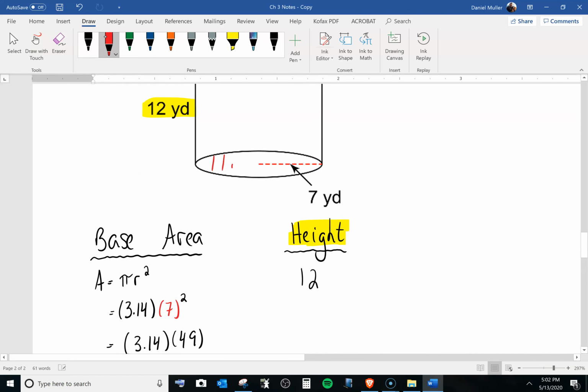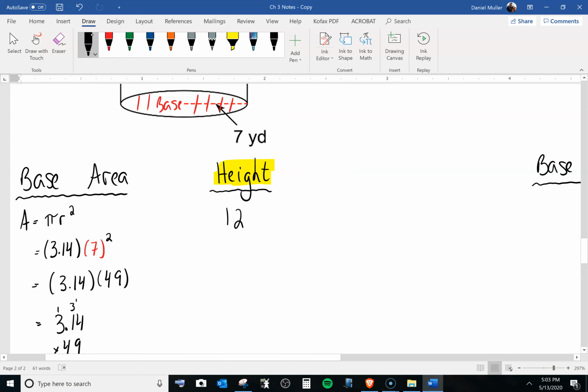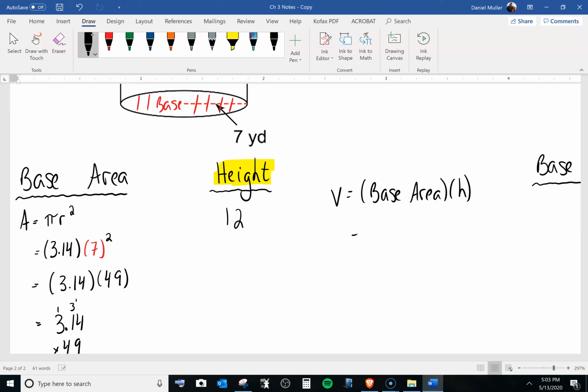So that's down here. And I can times that by how tall this thing is, which is 12. And that would get me my volume. So remember, volume is always equal to the base area, which is whatever, 153.86, times it by the height. And so I get 153.86, and I can times that by my height, which is 12.